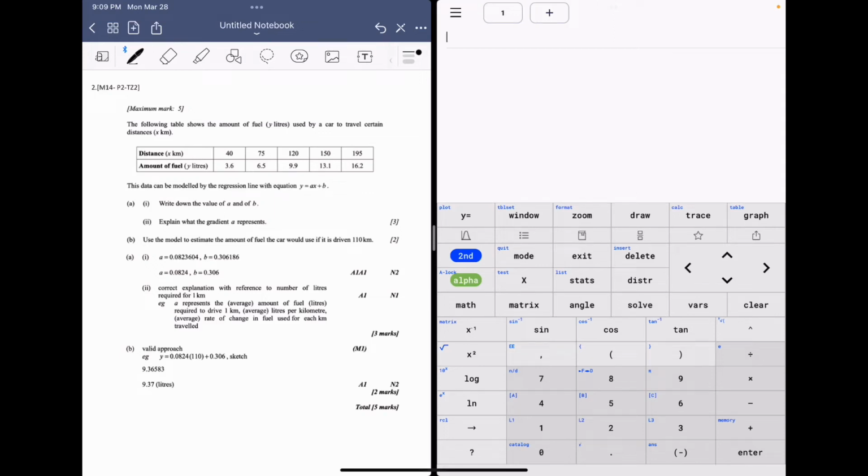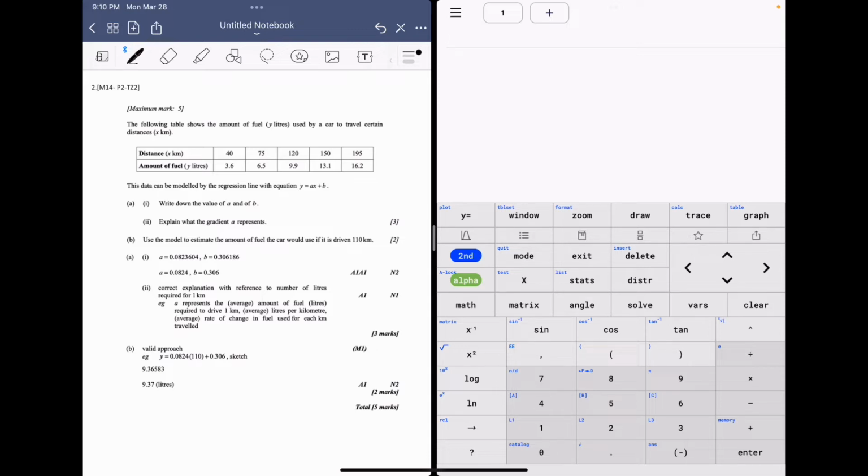Our next question is again May 2014, paper 2, time zone 2. The question is for 5 marks. The following table shows the amount of fuel Y liters used by cars to travel a certain distance of X kilometer. So first, obviously, how much your distance is traveling, then and only then your amount of fuel will be used. So distance is not dependent on anything, but fuel is dependent on distance.